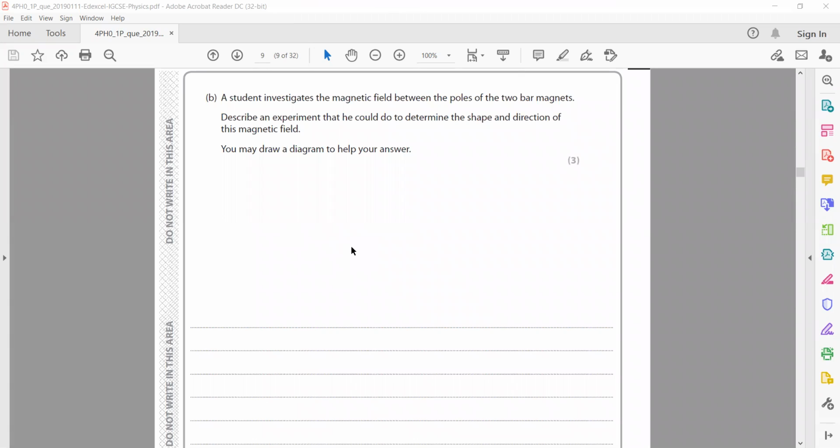A student investigates the magnetic field between the poles of two bar magnets. Describe an experiment that he could do to determine the shape and the direction of this magnetic field.